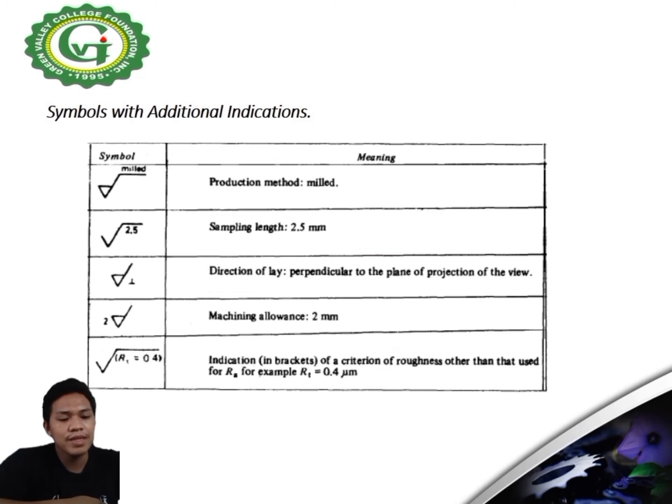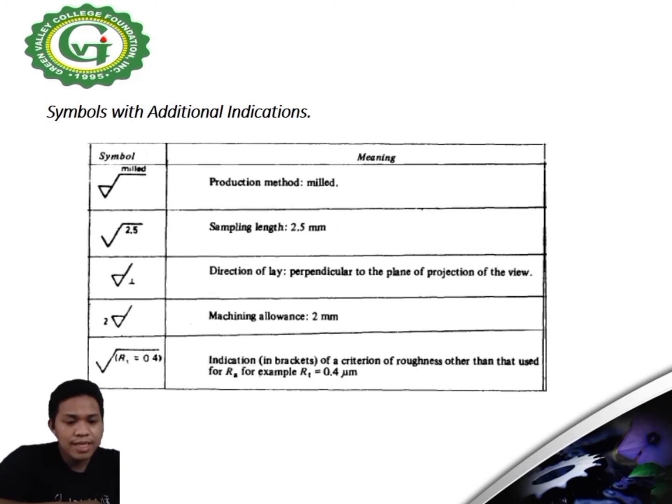Symbol and its meaning. First is the production method, milled, and the second is the sampling length, 2.5 millimeters. The next symbol is the direction of lay, perpendicular to the plane of projection of the view. The fourth symbol is the machining allowance, 2 millimeters. And the last is the indication in brackets of a criterion of roughness other than that used for Ra, for example, R equals 0.4 millimeter.